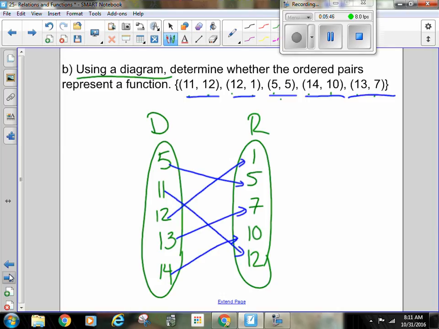So do I have one arrow coming out of every single x and one only? Yes, so yes, a function.